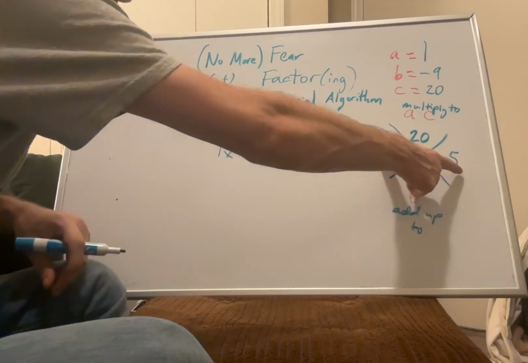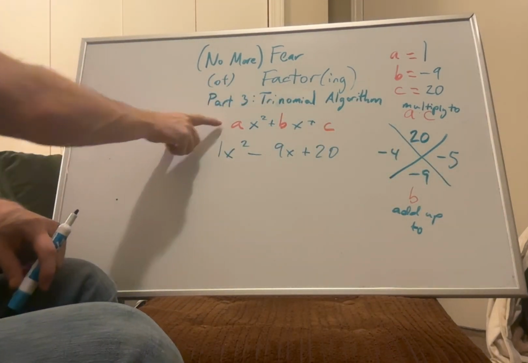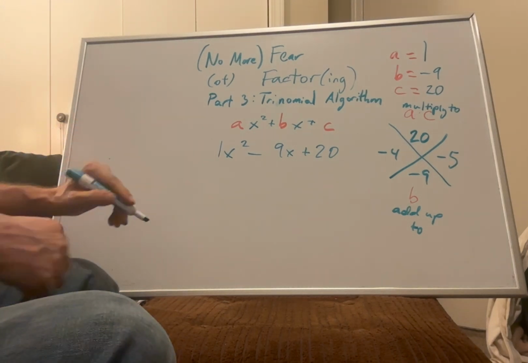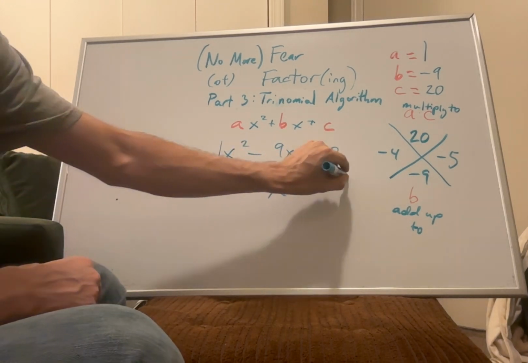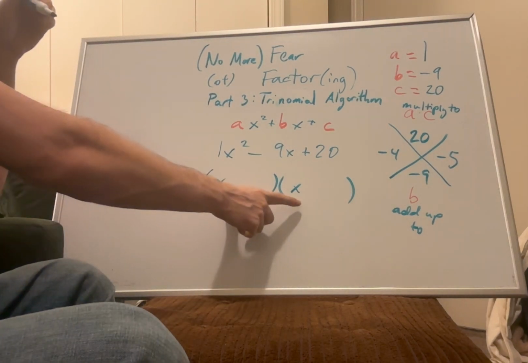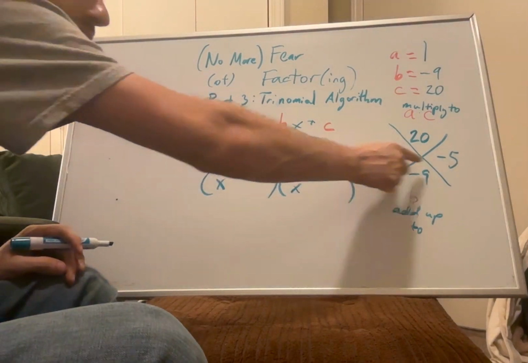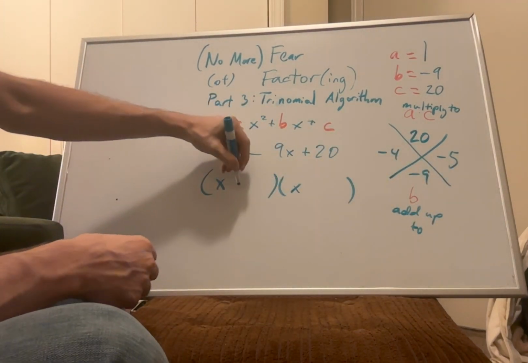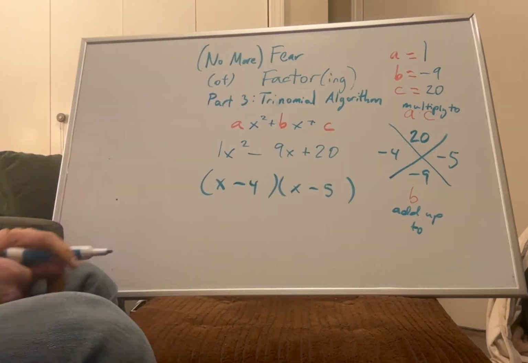So once we have these 2 numbers, in the case where A is 1, we're actually most of the way there, because in that case, the factoring is just going to look as follows. We're going to put a binomial here. I'm going to put an x in each spot here, because notice that x times x will give us x squared. And we can actually just go ahead and write in each of these integers in one of these spots. Again, the order does not matter. So I'll go ahead and write a minus 4 here and a minus 5 here.